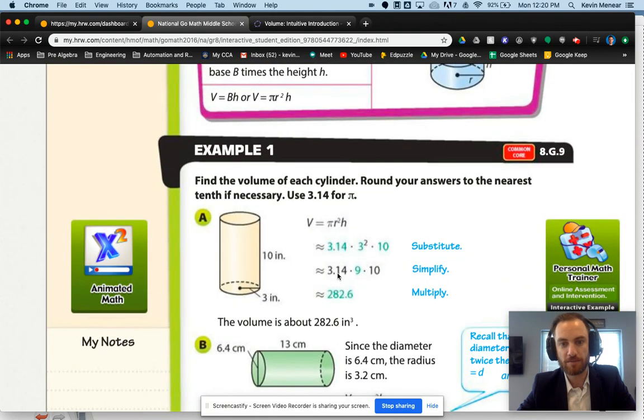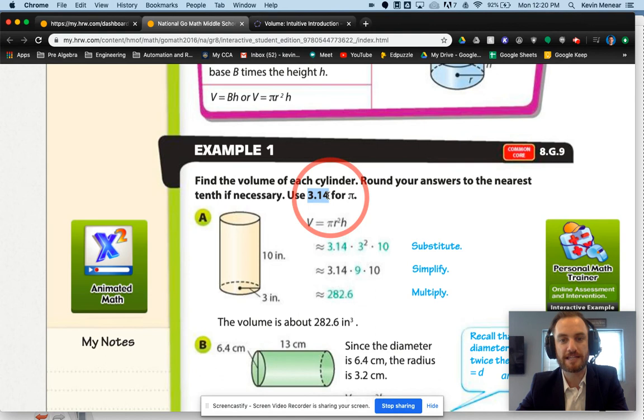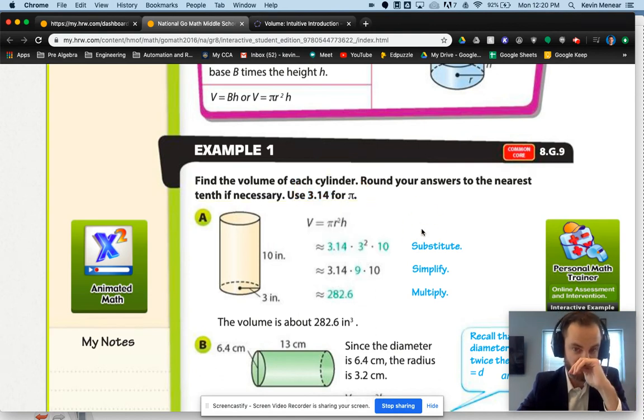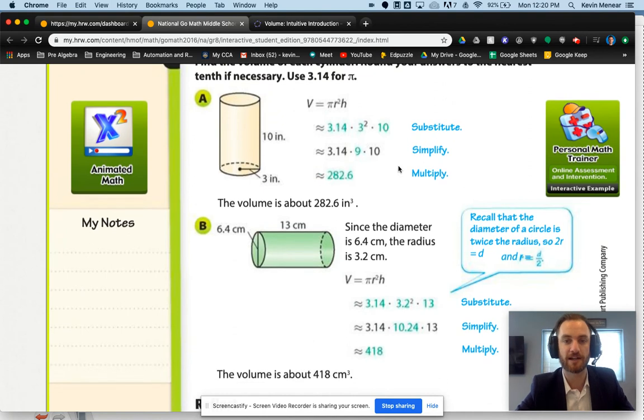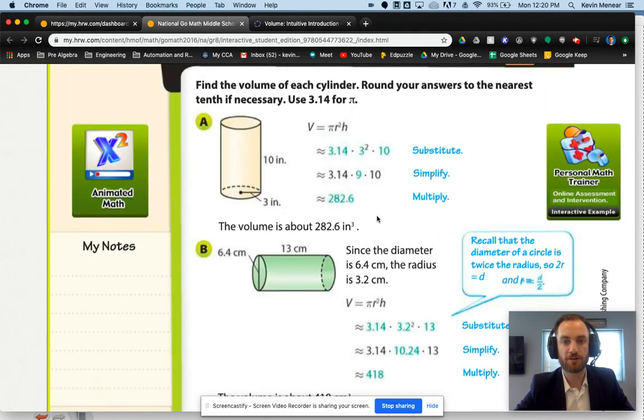Now, you can see in the book that they use 3.14, which is why they got 282.6. That's obviously the danger of using 3.14, but notice they tell you to use 3.14 as an approximation for pi. So depending upon what you use as an approximation for pi, you're going to get potentially a different answer depending upon your dimensions. Okay, so there you go. That's it for that one.